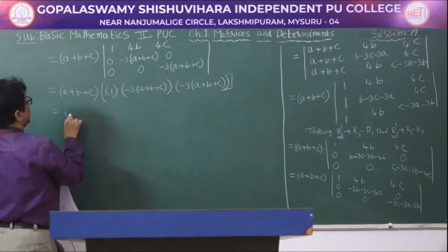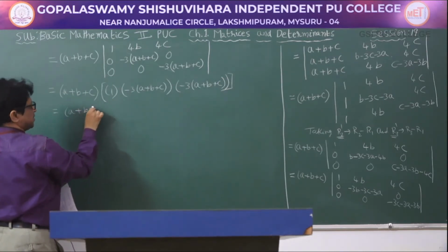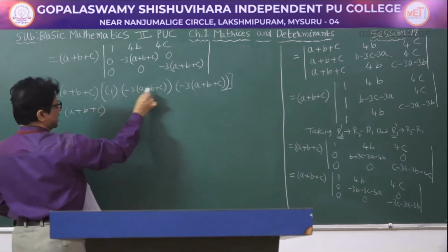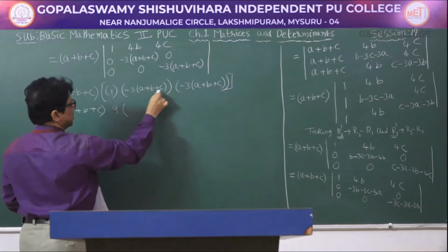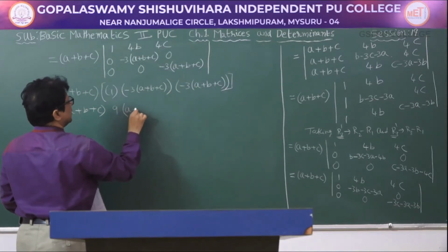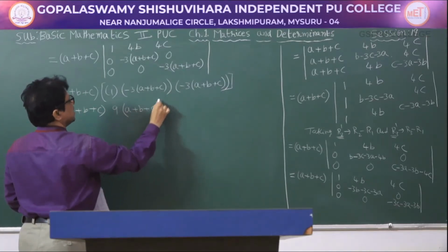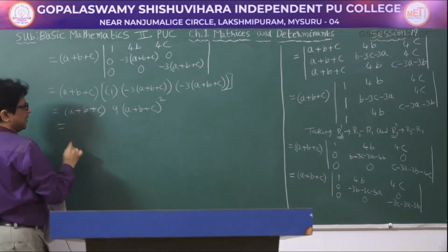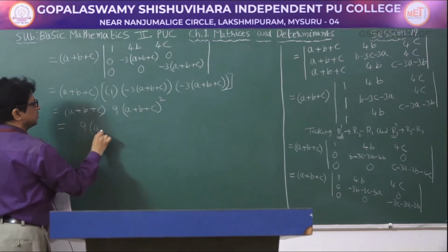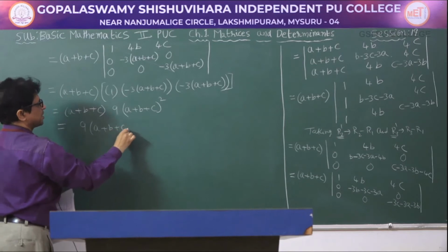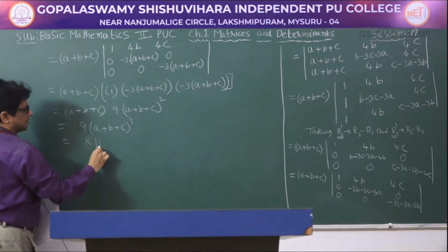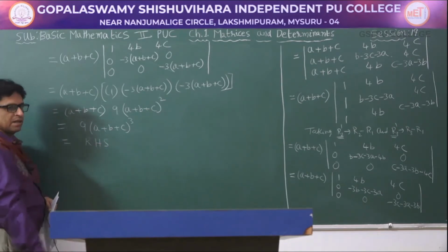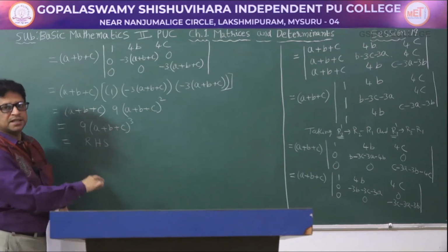So, that will be equal to a plus b plus c into minus 3 is 9 into a plus b plus c into a plus b plus c. We have a plus b plus c whole square. So, that will be equal to 9 into a plus b plus c whole cube, which is equal to RHS. That completes this problem.